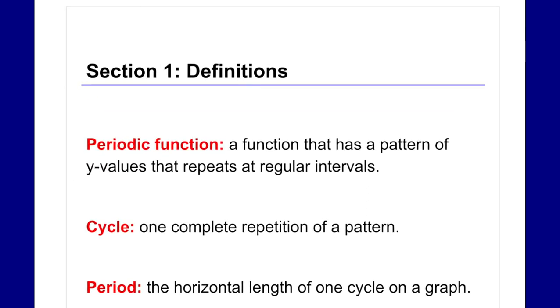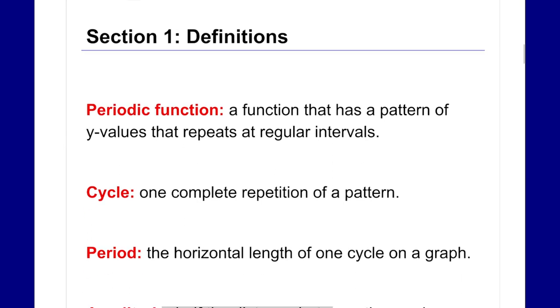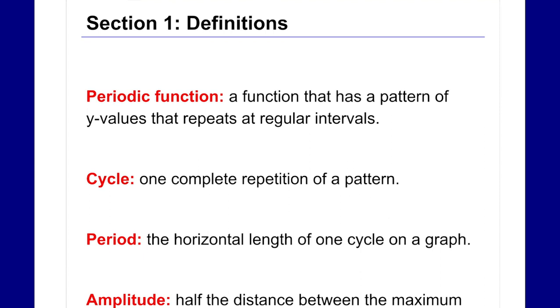If we're looking at periodic behavior or periodic functions, we need to know what that means. A periodic function is a function that has a pattern of y values that repeats at regular intervals. So basically, we're going to see a repetition in our table of values. Within that repetition, we have a cycle. A cycle is one complete repetition of a pattern. So graphically, we're going to see the same values over and over again, and a cycle is just one of those repetitions.